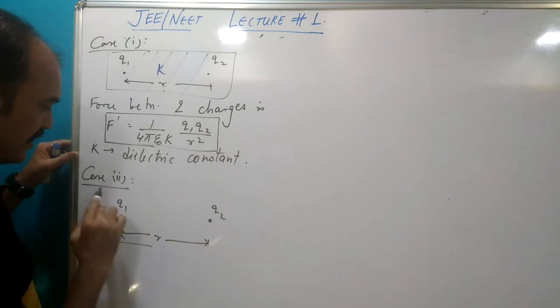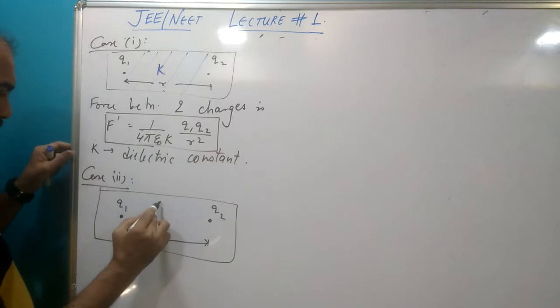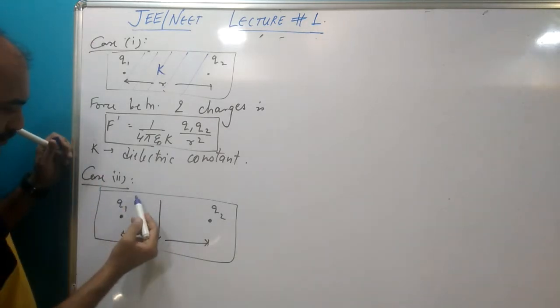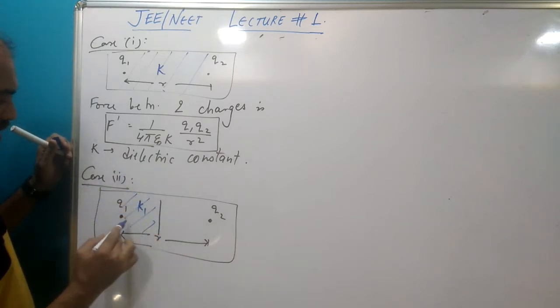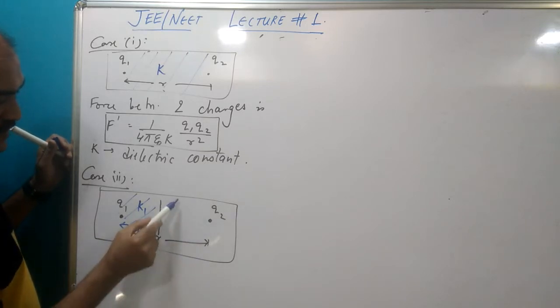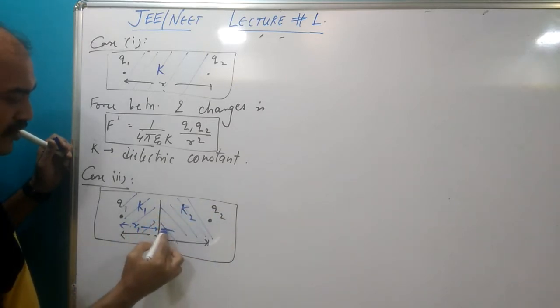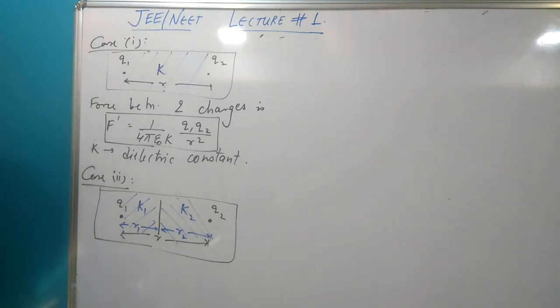I have both of them enclosed and such that this medium has dielectric constant K1 and this is r1, and this medium has dielectric constant K2 and distance between them is r2. Now what do we do here? What is going to be the force now?